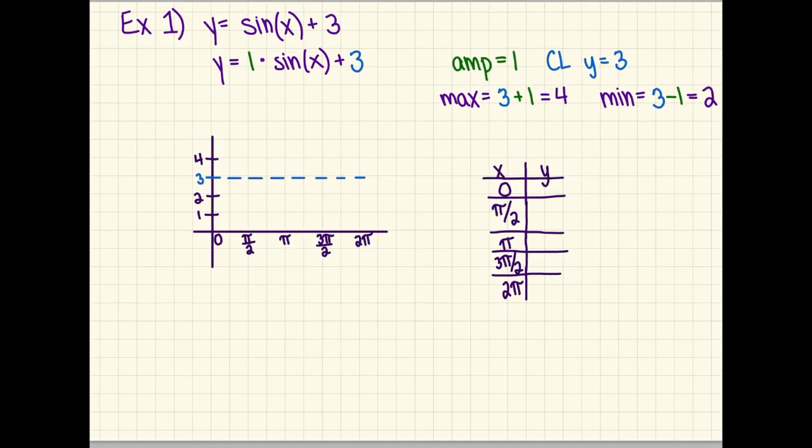Now we can use this information to set up our xy axis. Our x-axis, we haven't done anything yet, so we're just going to use our normal points from our unit circle: 0, pi over 2, pi, 3 pi over 2, and 2 pi. The y-axis I must label up to my maximum of 4 down to my minimum of 2. And then we're going to draw in a dotted line at the center line y equals 3.